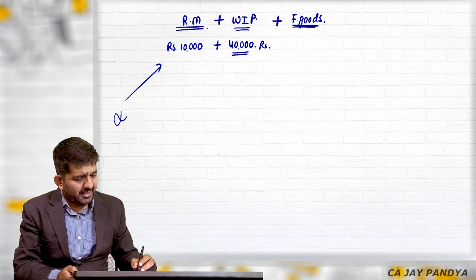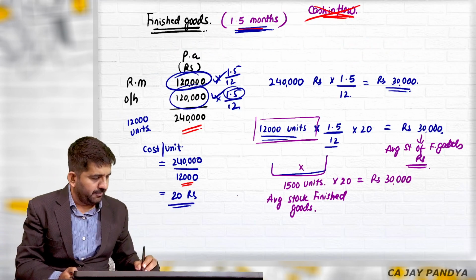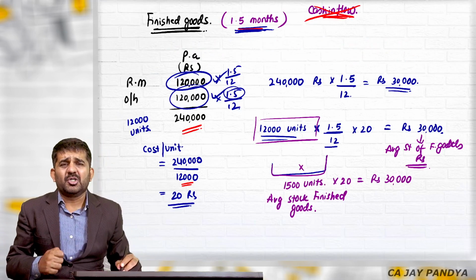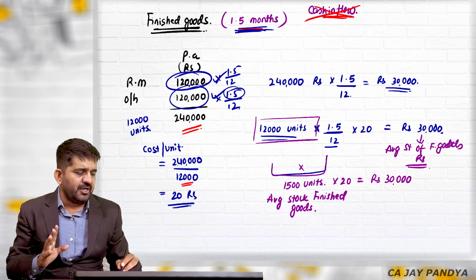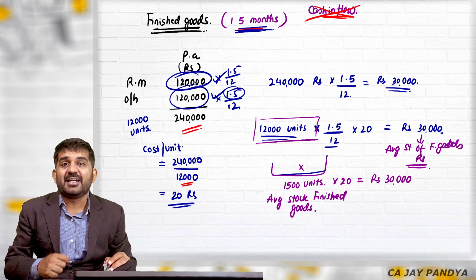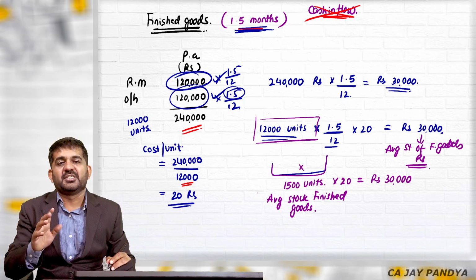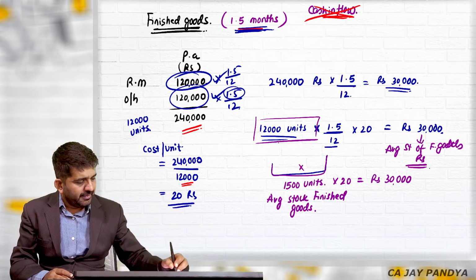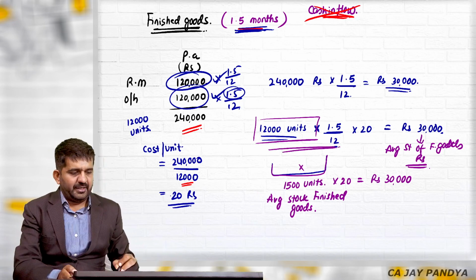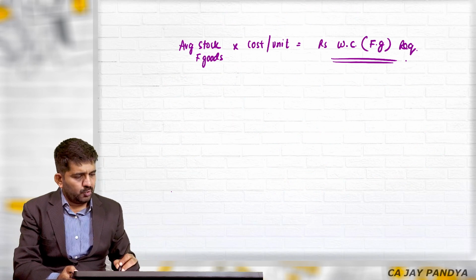This is how I find out my finished goods requirement. So if the total cost of manufacturing is given, I can find out my finished goods. If finished goods stock in rupees is directly given, I can take it as the requirement, or I can find it out in this manner. Let us go to the next one.